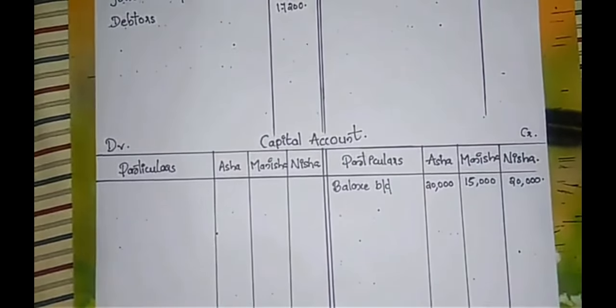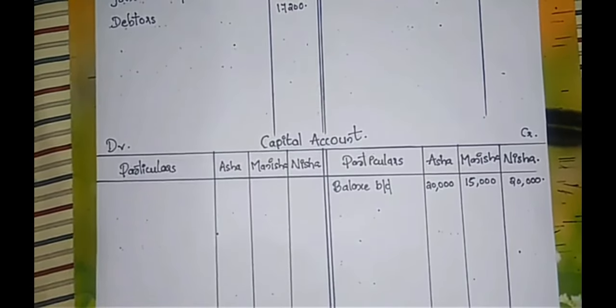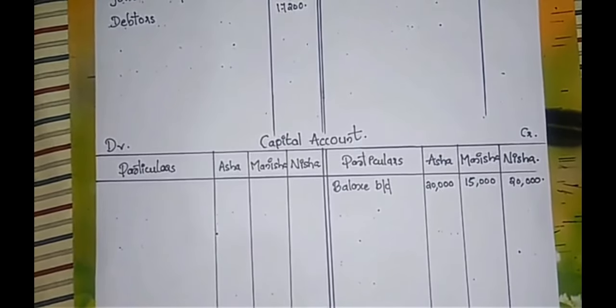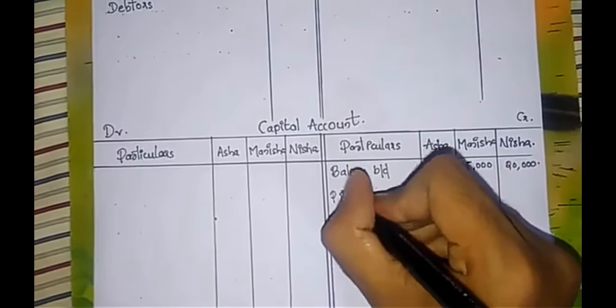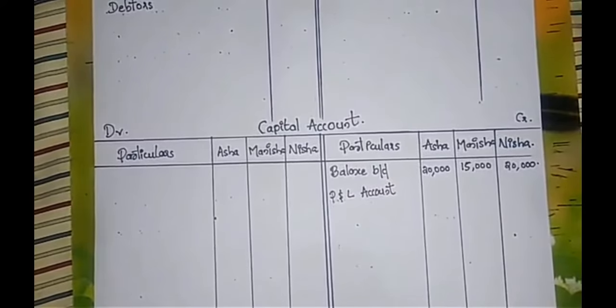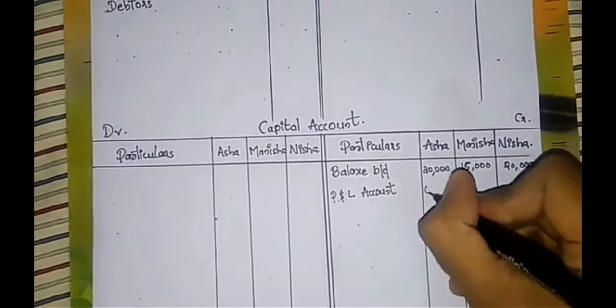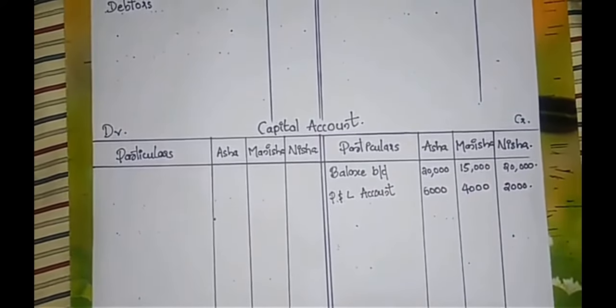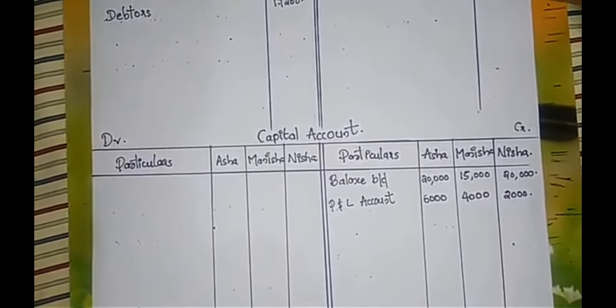There is one more item left in the liability side, that is profit and loss account 12,000. We have to share this profit and loss account 12,000 to the partners in their profit sharing ratio 1 by 2, 1 by 3 and 1 by 6. So we write that in the credit side of the capital account as profit and loss account. Asha will get 6,000 rupees, Manisha will get 4,000 rupees and Nisha will get 2,000 rupees. So we have written all the items in the balance sheet. Now we don't need to check the balance sheet again.